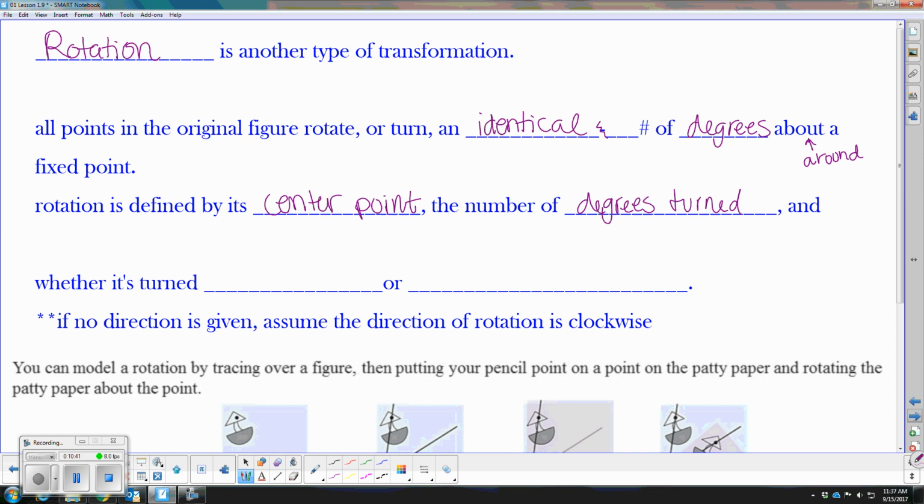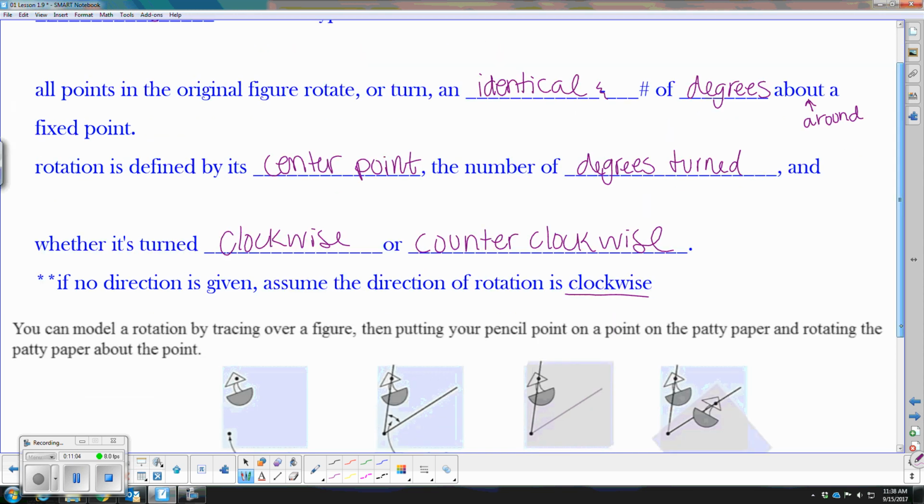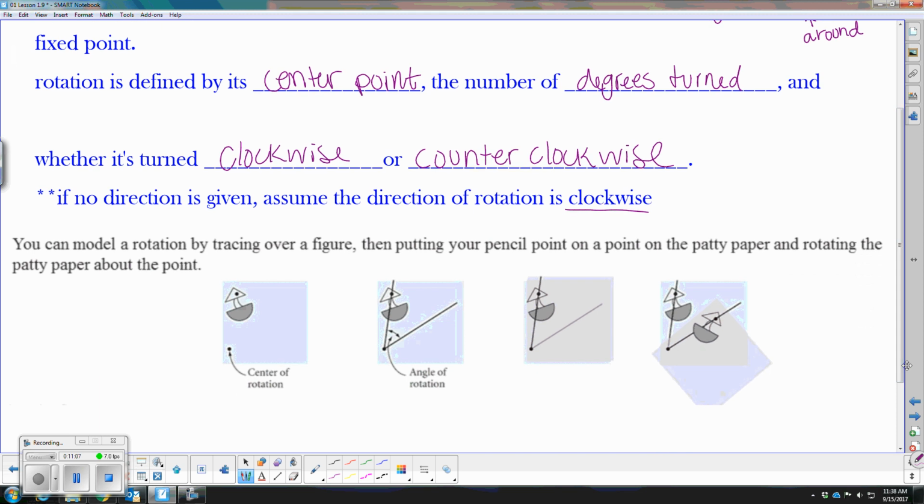and whether it's turned clockwise or counterclockwise. If there is no direction given in the rotation, you can assume the rotation is clockwise. At the bottom of your sheet, you can see an example, and again, we'll do some examples of this in class.